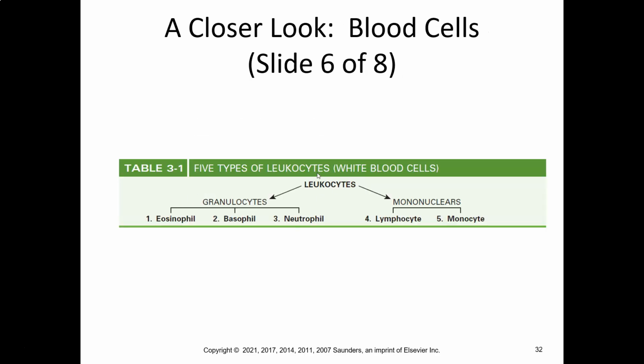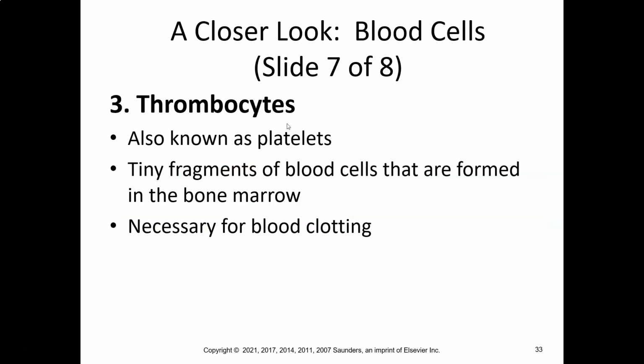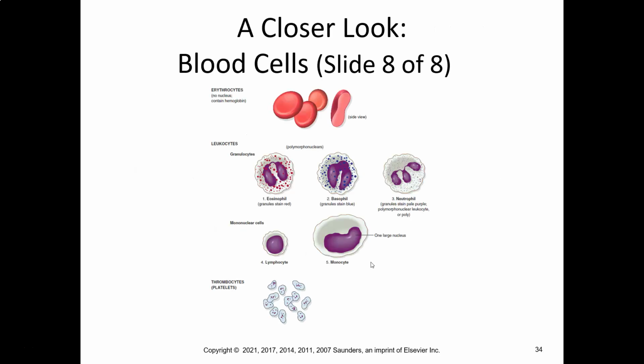Alright, so here are the leukocytes, which are white blood cells, and they're divided into granulocytes and mononuclears. Then you have eosinophils, basophils, and neutrophils, which are granulocytes. And then you have mononuclears, which are lymphocytes and monocytes. Cyte meaning cell. Thrombocytes, also known as platelets, are tiny fragments of blood cells formed in the bone marrow, necessary for blood clotting.